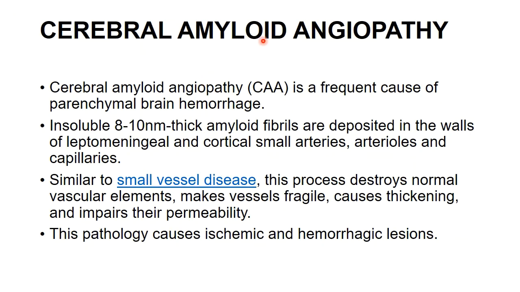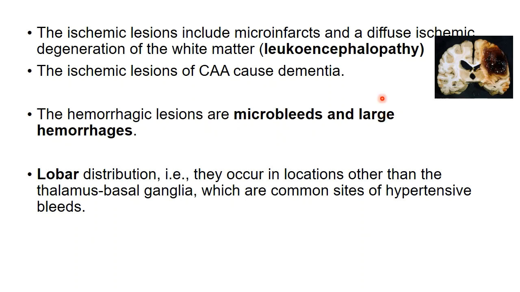Now coming to a very important cause of hemorrhagic stroke, that is cerebral amyloid angiopathy. It is characterized by deposition of A-beta amyloid protein in the vessel wall, as we already discussed in the previous class, and this results not only in hemorrhagic stroke but also in ischemic stroke. The ischemic stroke includes microinfarcts and diffuse ischemic degeneration of the white matter, that is the leukoencephalopathy, and the patients usually have dementia. The hemorrhagic lesions include the microbleeds and the larger hemorrhages that you can make out here.